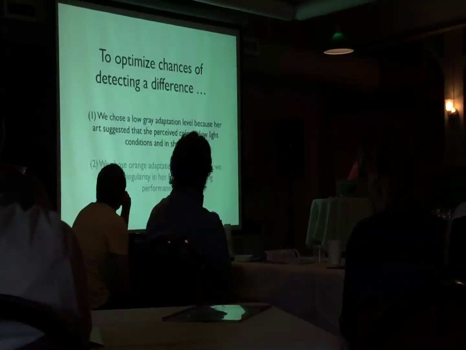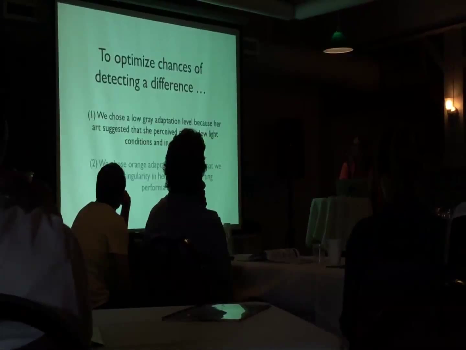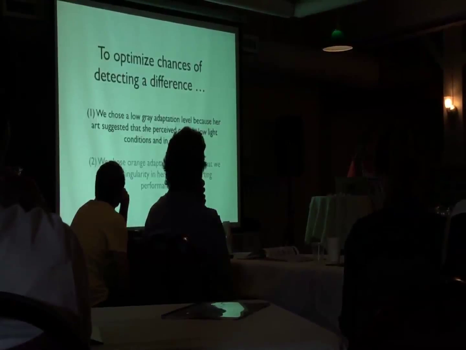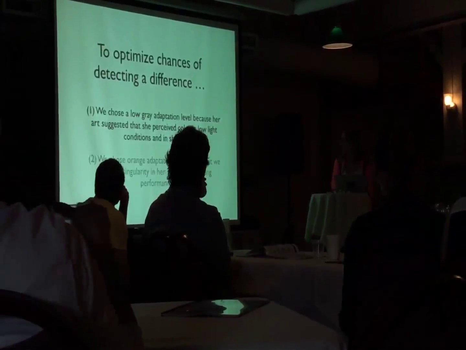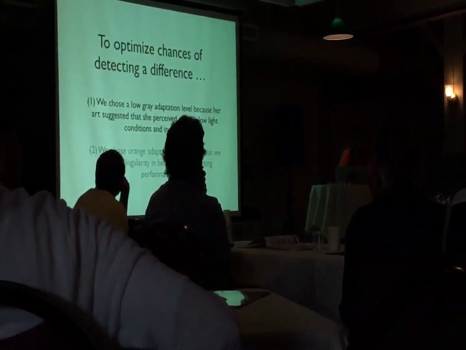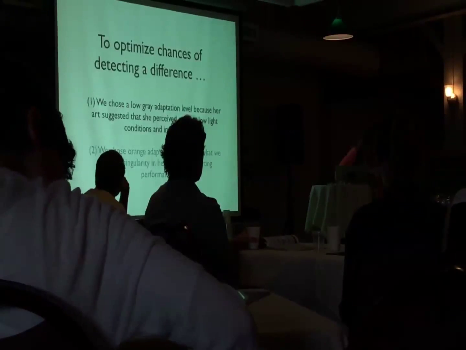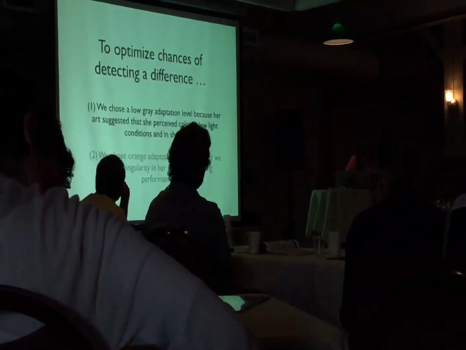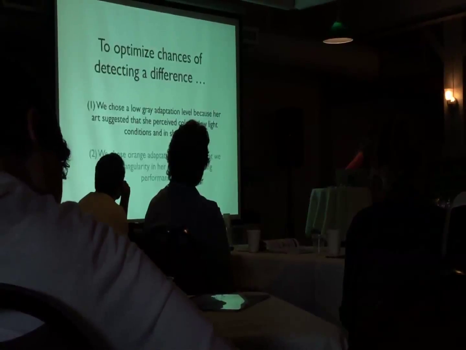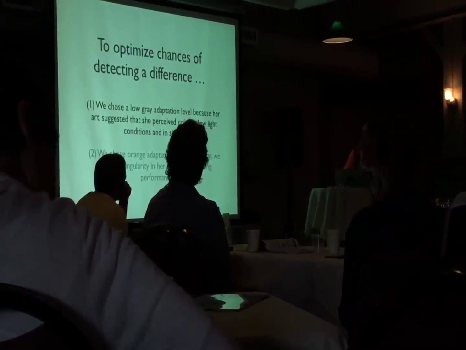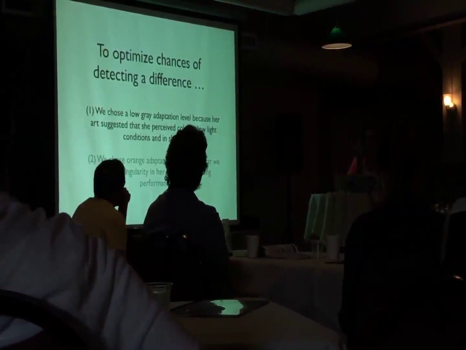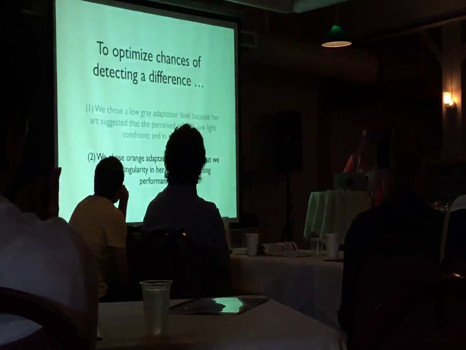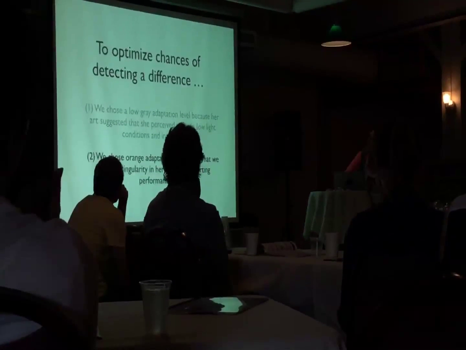So one further wrinkle that we did on this design was to optimize the chances of detecting a difference. We chose a lower gray adaptation level than is typically used in this particular type of experiment, because we found that in this one candidate potential tetrachromat's artwork, she tended to represent a lot of color in the low light conditions and shadows of her paintings. So we thought, well, we'll test a low light condition as well. And that's the mock-up of the design.